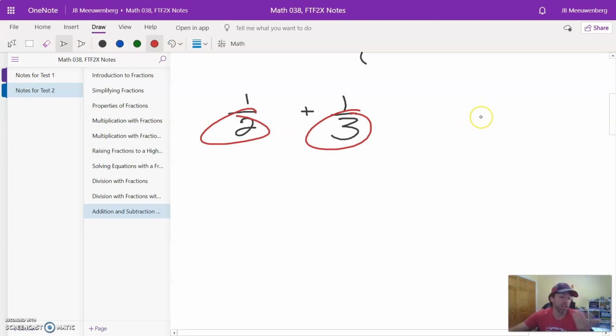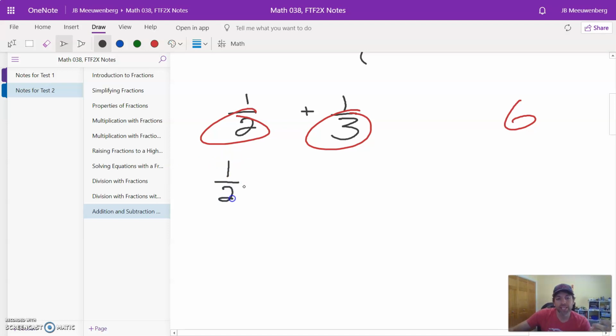What number is divisible by both 2 and 3? Sorry, I phrased that incorrectly. And it's 6. 6 is the number that they're both divisible by. So what we have to do is change the denominators to 6. But we already know we just can't do that.